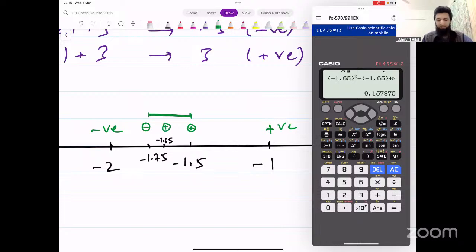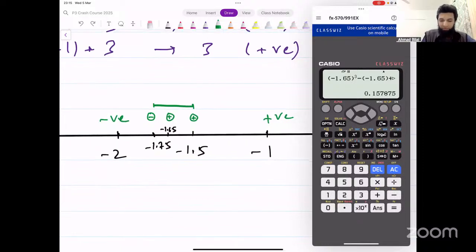Okay, what does that tell me now? The solution is between -1.75 and -1.65. So I've narrowed down the interval even further. I can try -1.7, right? A value that's between -1.75 and -1.65. Try another value. Let's say -1.7. Let's see what we get for that.